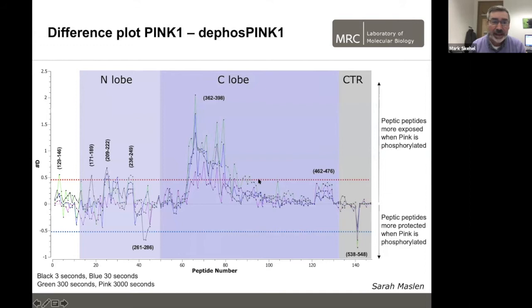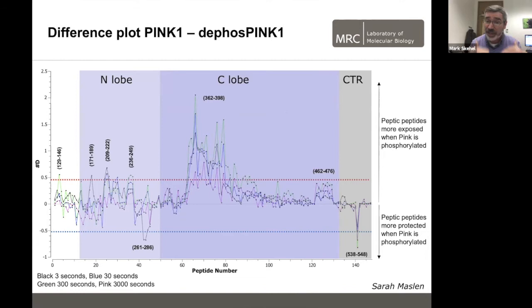Anything above this dotted red line is considered significant, and below the blue line is considered significant. So classically, if a peptide is protected from exchange, it's colored blue. And if it's exposed, it's colored red, okay? So in this panel here, in the top part of it, these are peptic peptides that are exposed when PINK1 is phosphorylated. And below the line, it's when peptides are protected when PINK1 is phosphorylated.